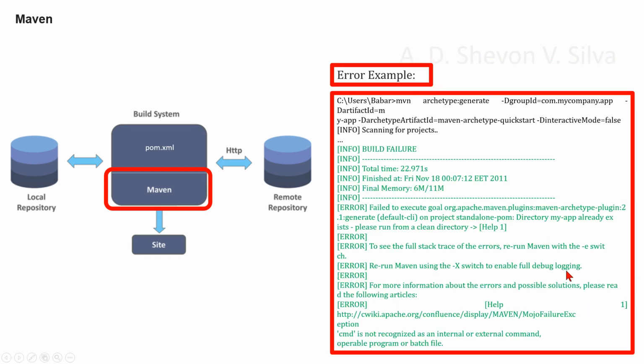As an error example, you can see here build failure and fail to execute goal org.apache.maven.plugins maven-archetype-plugin 2.1 generate default CLI on project standalone POM directory. My app already exists. Please run from clean directory, etc.